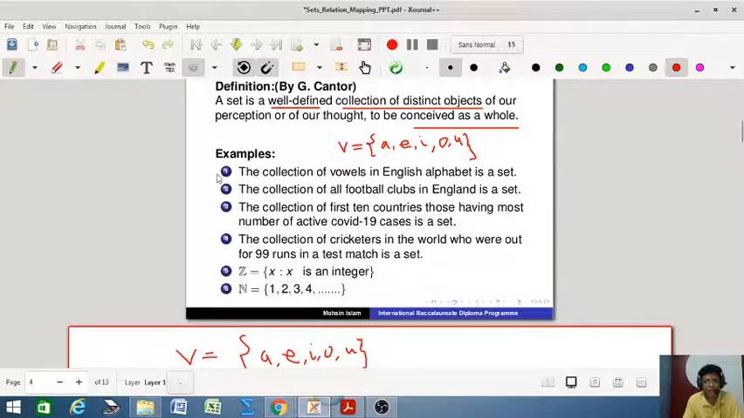So next example. This is example one. The next example is that the collection of all football clubs in England is a set.